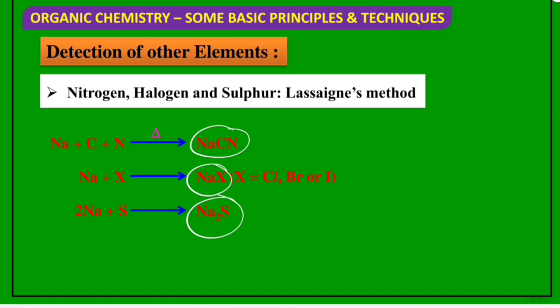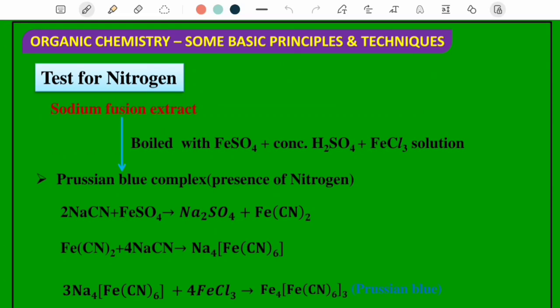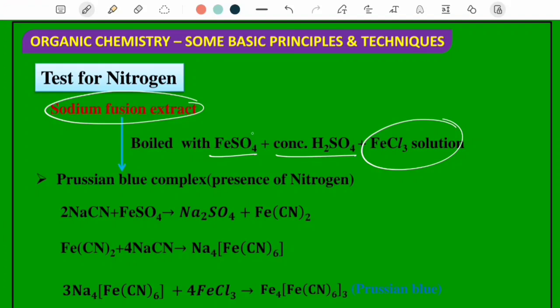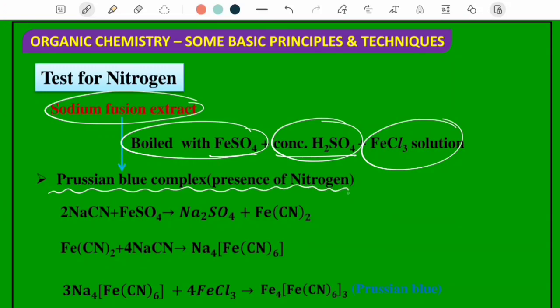Now, the test for nitrogen. The sodium fusion extract is boiled with iron sulfate, then concentrated sulfuric acid and ferric chloride solution are added. It gives a Prussian blue complex. If the Prussian blue complex is formed, nitrogen is present.